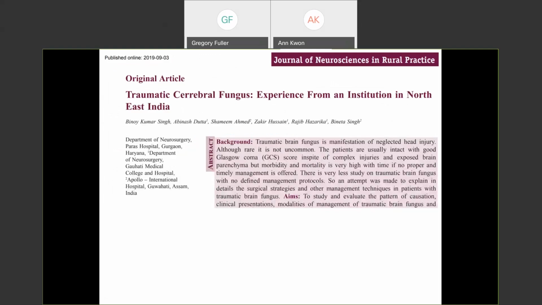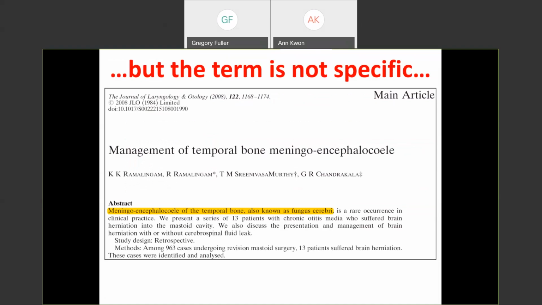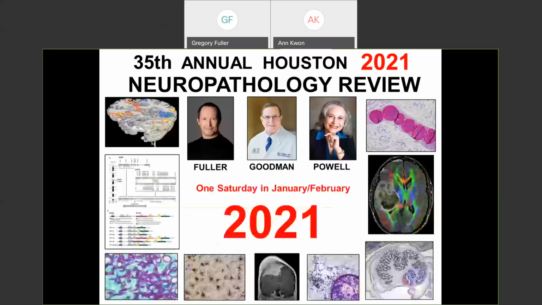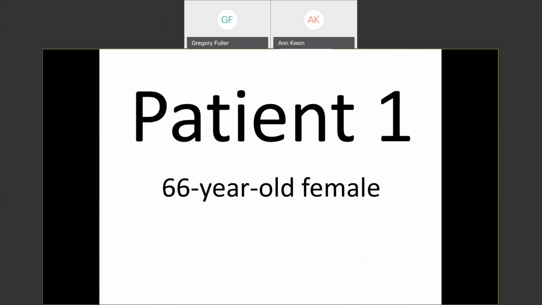And then finally, look at this, 2019, traumatic cerebral fungus. And they're talking about herniation. They're not talking about a secondary fungal infection, from an institution in Northeast India. But the term is not absolutely specific. For example, look at this paper, meningoencephalocele, also known as fungus cerebri. So I guess we could broaden it to include meningoencephalocele. Anyway, that was a historical lesson. I hope you found that refreshing, because now it's time to move on to our patients.